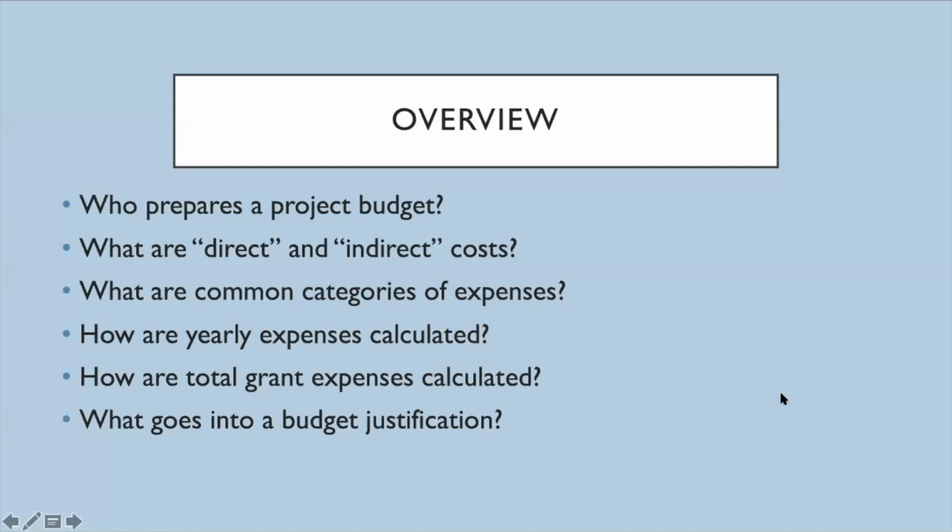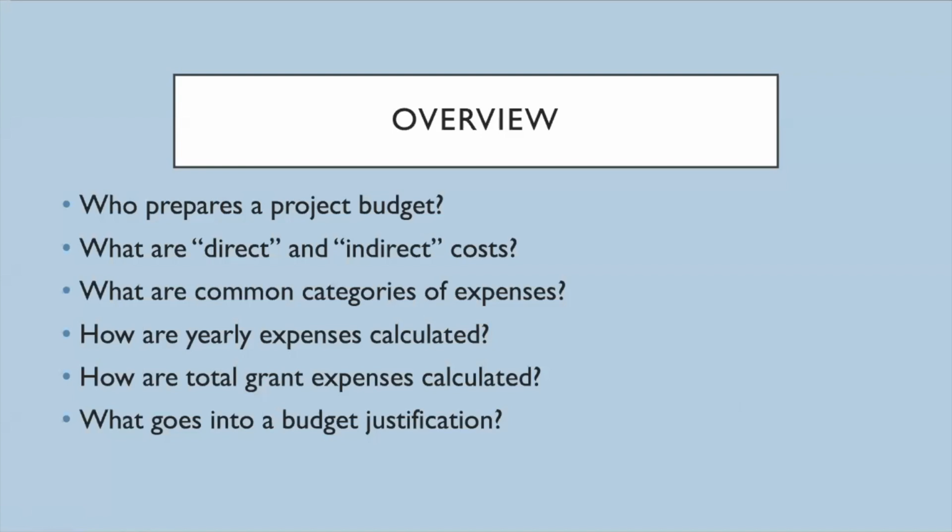Okay, so I want to cover a couple of questions that have to do with terms. And as you can tell from the screen, I can't see you. So if you have a question, please just interrupt me and I'll do my best to pivot. So we're going to talk about who prepares a project budget, some things about direct or indirect costs, which may be new terms to you, and yet they come up all the time. We want to talk about common categories of expenses when you are developing programs that you're trying to fund with grants. And then we're going to talk about some calculations.